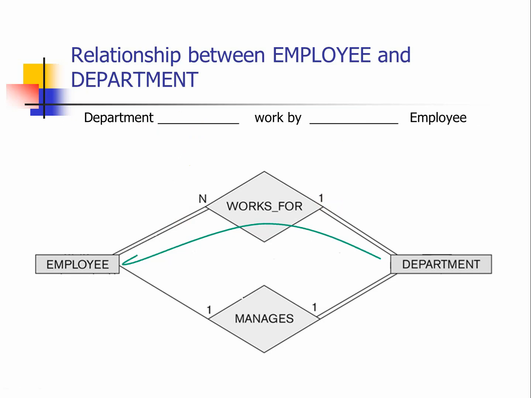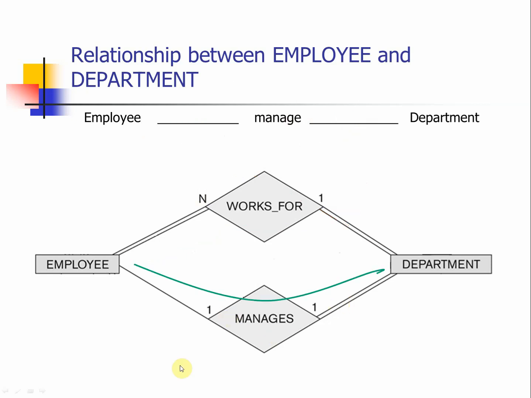On the other side, if we look from department to employee, so department is worked by employee, we go from this direction back to the employee. Since we have a double line over here, we have the word must. Department must be worked by, and since we have N over here, that indicates several employees. So pretty straightforward. Now let's look at the other example, employee manages department.